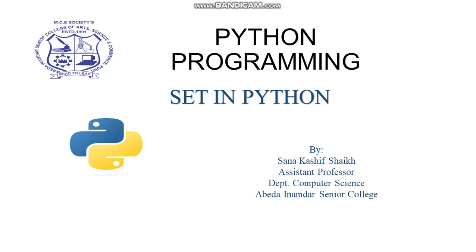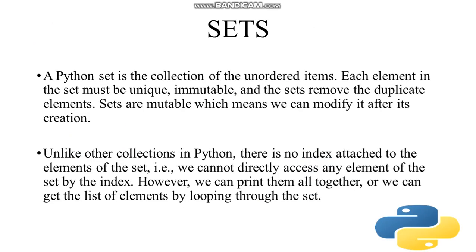Today we are going to see what is a set in Python. A Python set is a collection of unordered items. Each element in the set must be unique and immutable, and the set removes duplicate elements. That means, like the mathematical set, each element in the set is unique.